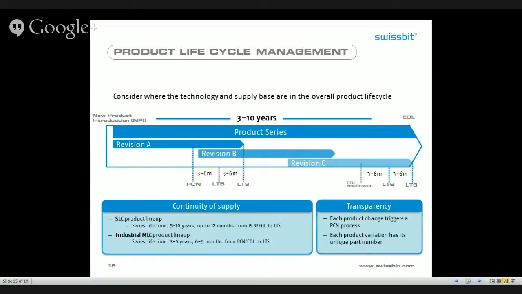The continuity of supply falls into really two categories here. With the SLC, there's typically a much longer life cycle in SLC NAND than MLC. MLC typically has die revisions every 18 months to 3 years, but we're seeing a large slowdown in that now. So neither of these are really becoming a big issue. You just want to make sure that you're able to manage them. Each product change triggers a PCN notification, and each product variation has its own unique part number, and that's one of the values that Swissbit provides to their customers.